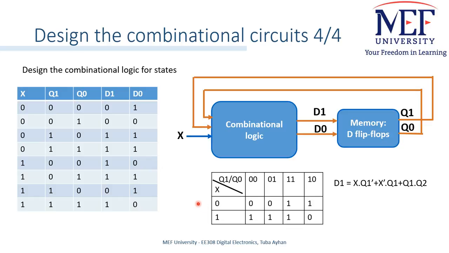And as our last step, we can design the combinational logic for the states. We need to define D1 and D0 as a function of Q1, Q0, and X. So we will write Karnaugh maps for D1 and D0. Then we can find the function D1 with X, Q1, and Q0.